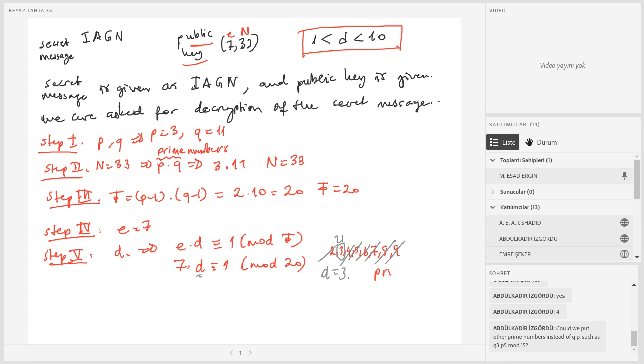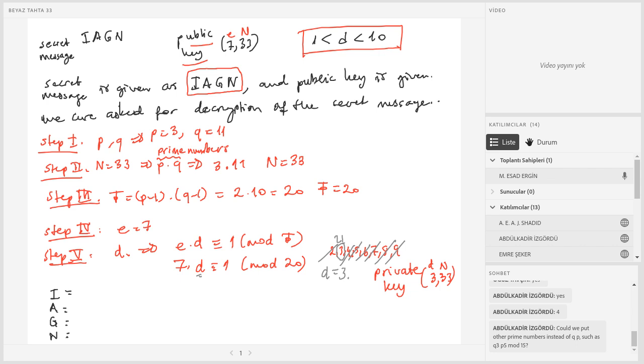So our private key, we found it as 33 and 3. This is N and this is D. Okay, now we know our secret message, which is I, A, G, and N. Okay, what is the number of I and what is the number of A and what is the number of G? Let me check.